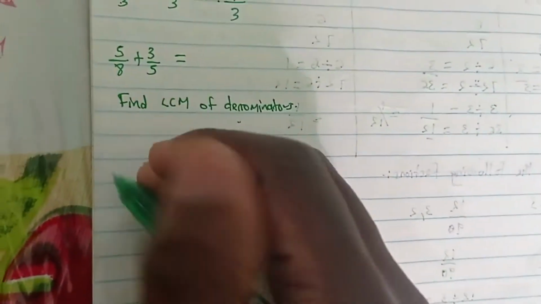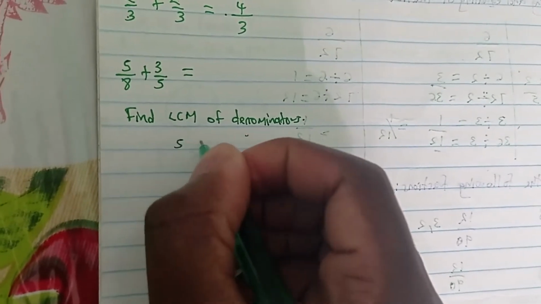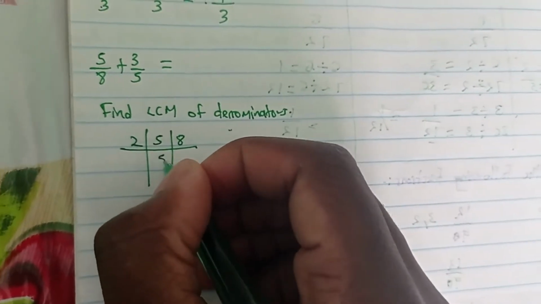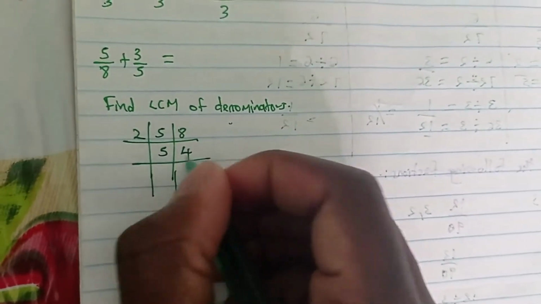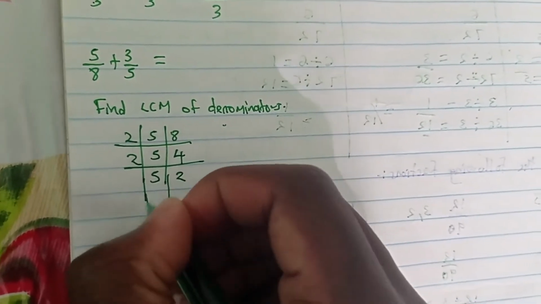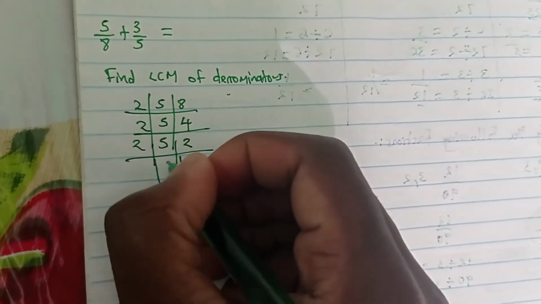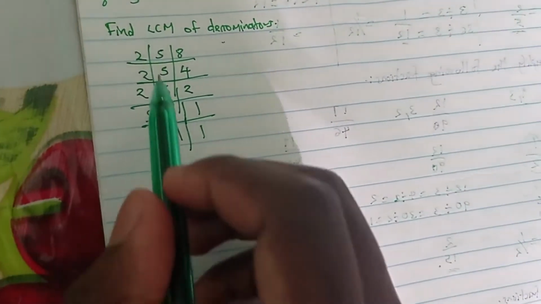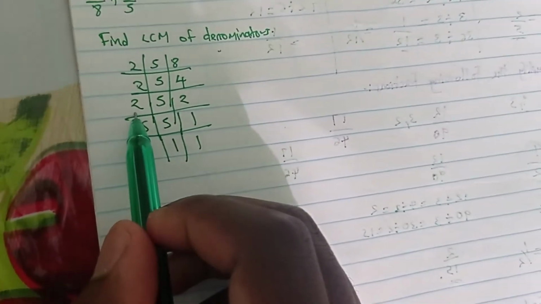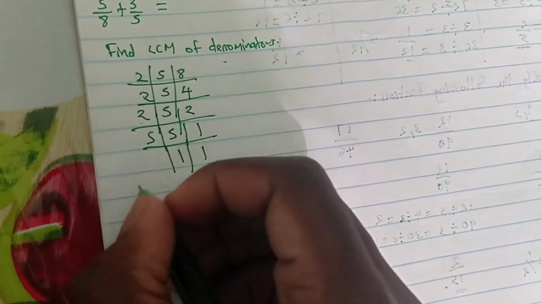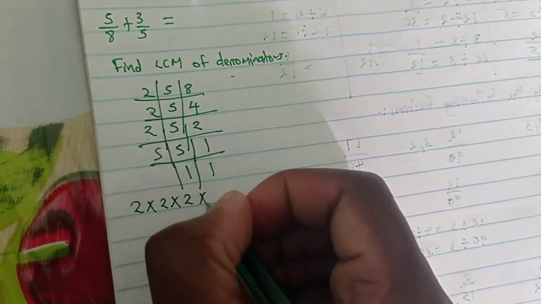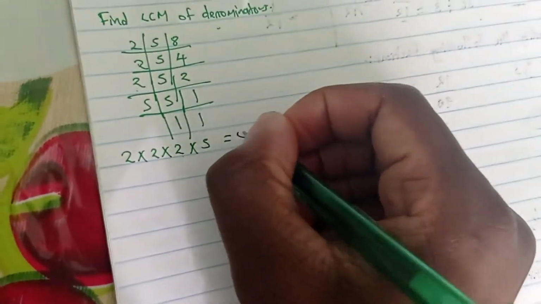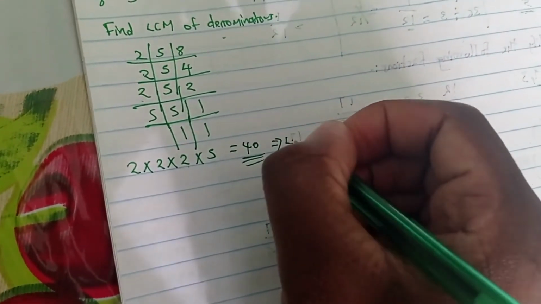So 8 and 5. What's the LCM of 8 and 5? What number can divide them? We start with 2, which can divide 8, leaving 4. Next, 2 again, leaving 2. Then 2 again, leaving 1. So 5, 1, 1. Then 2 times 2 times 2 times 5: 2 times 2 is 4, 4 times 2 is 8, 8 times 5 is 40. So 40 is the LCM.